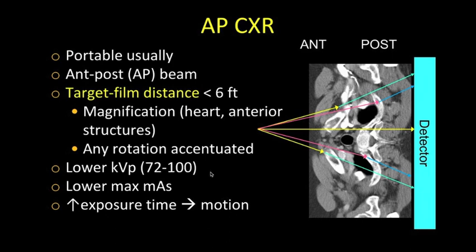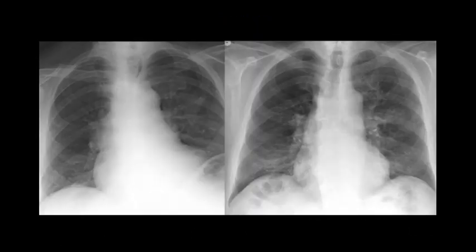Lower KVPs are utilized because of limitations of portable units typically, and lower maximal MASs are also possible with portable radiographs. There are typically increased exposure times compared to PA radiographs, which lead to greater motion effects on portable chest X-rays. Here are two X-rays of the same patient obtained at different times, and we can see the portable X-ray provides less definition of the mediastinum because of lower KVPs utilized to acquire the images, and we can see by far better spinal detail in the retrocardiac regions.